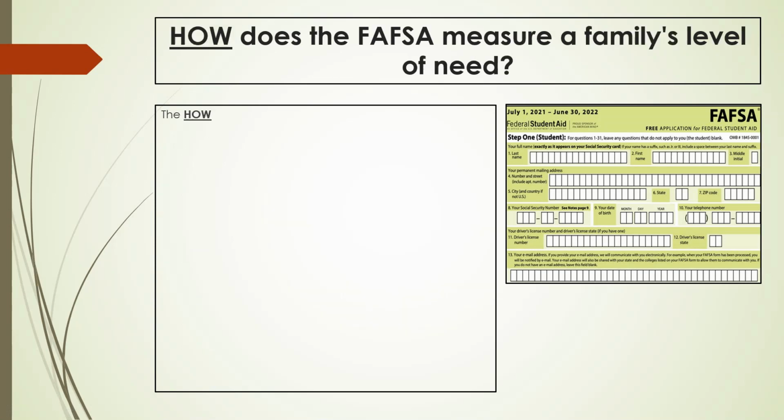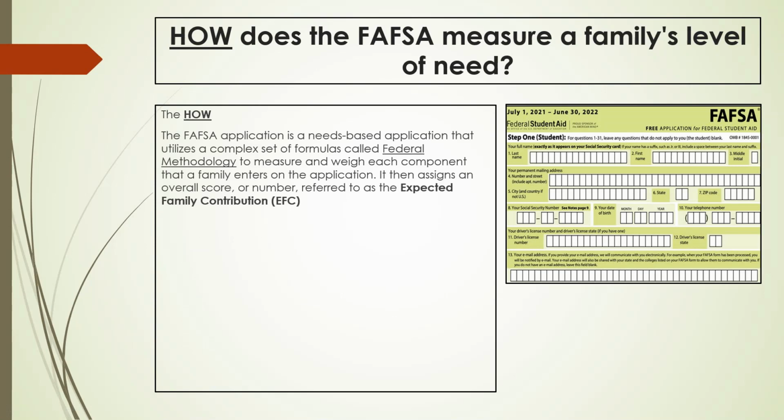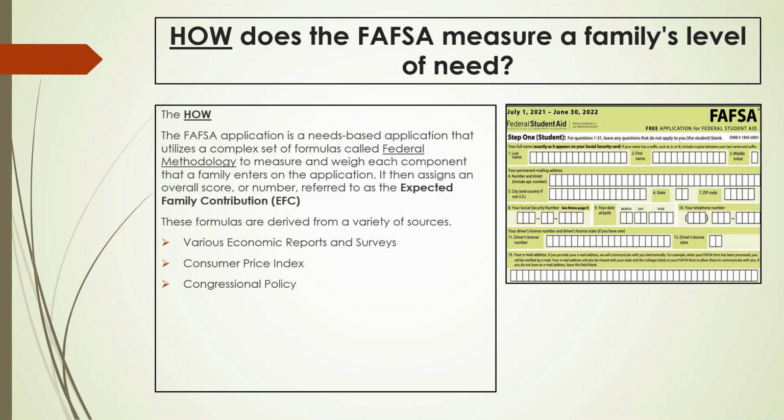So how does the FAFSA measure a family's level of need? The FAFSA application is a needs-based application that utilizes a complex set of formulas called federal methodology to measure and weigh each component that a family enters on the application. It then assigns an overall score or number referred to as the expected family contribution, or EFC. These formulas are derived from a variety of sources. Some of this could be various economic reports and surveys, the Consumer Price Index, but it's also legislation through congressional policy.